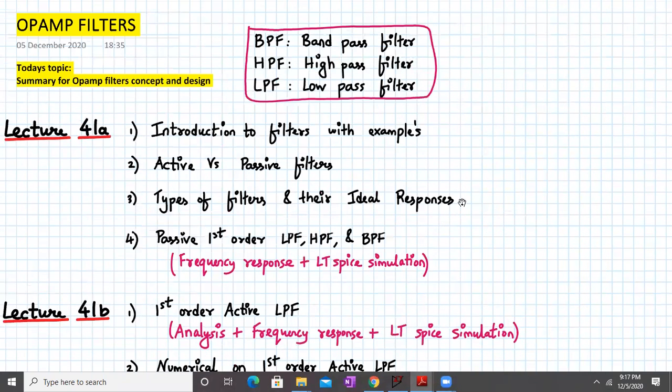Today we are going to briefly start with lecture number 41A, and we are going to briefly introduce the filters with example, explain the difference between the active and the passive filters, then the different types of filters and the ideal responses. Then we will see the circuit for the passive first order low pass filter, high pass filter, and band pass filter. We will simulate its frequency response in LT Spice. So those are the contents for the first lecture in the series 41A. Okay, so let us begin.